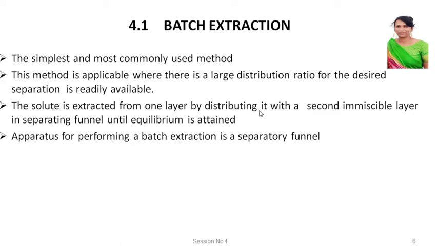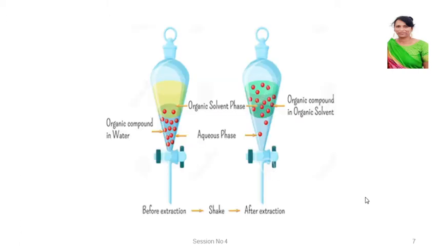We know that solvent extraction is distribution of the solute particles from one layer into another layer, and it should be immiscible. This is the same thing, provided one specific criterion for batch extraction is that the distribution ratio should be large. Apparatus for performing a batch extraction is a separatory funnel.